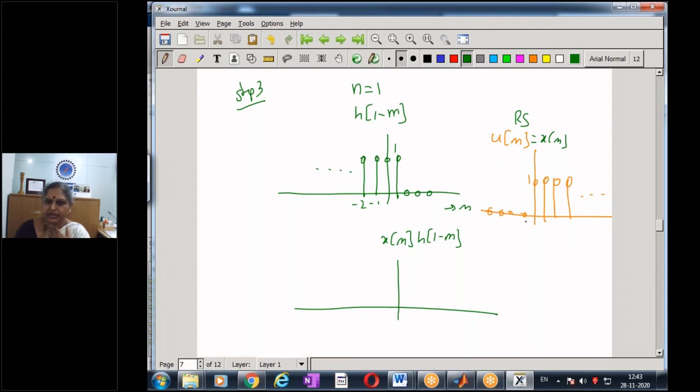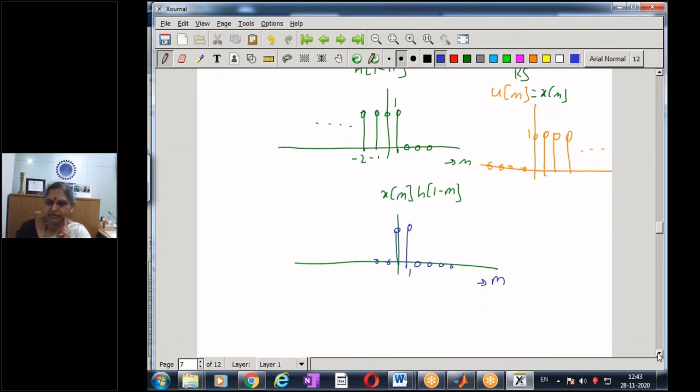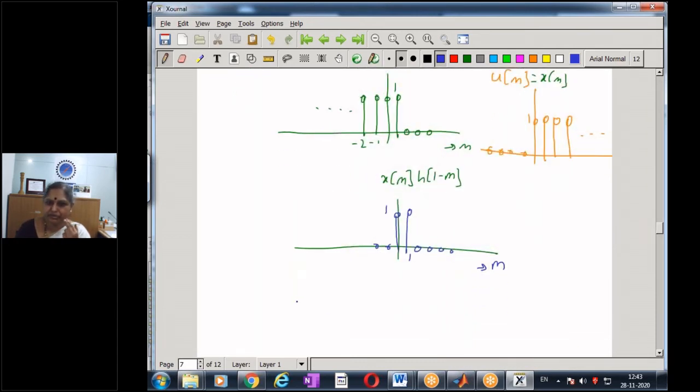When I take the product, it's 0 here. u of m is 0 for m less than 0. So when I take the product, I have two non-zero values, at n equal to 0 and at n equal to 1, and all the others, the product is going to be 0. So to compute y of 1, just by the convolution sum, I have to take the summation of the product x of m, h of 1 minus m, and that is going to give me 1 plus 1, that is 2.